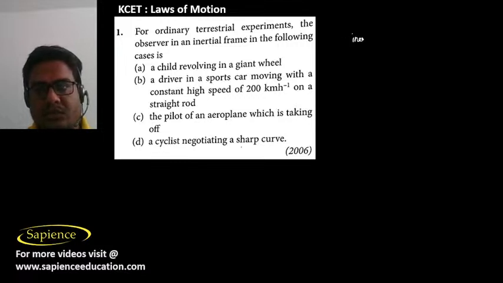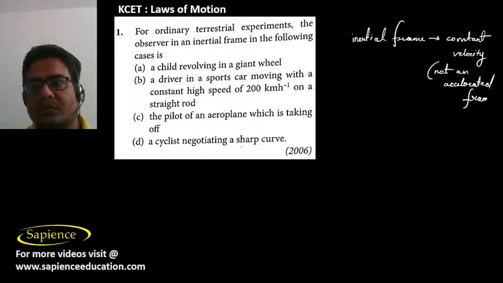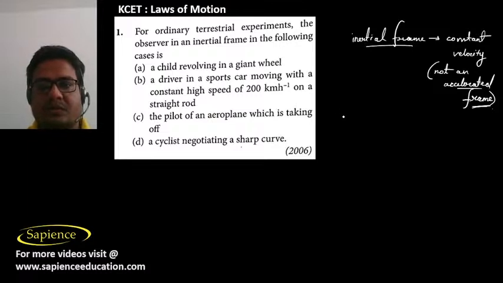So an inertial frame means that which is moving with a constant velocity. It means that which is not an accelerated frame. An accelerated frame is called a non-inertial frame. So if the frame is not accelerated, then it is called an inertial frame. So the first option is not an inertial frame.